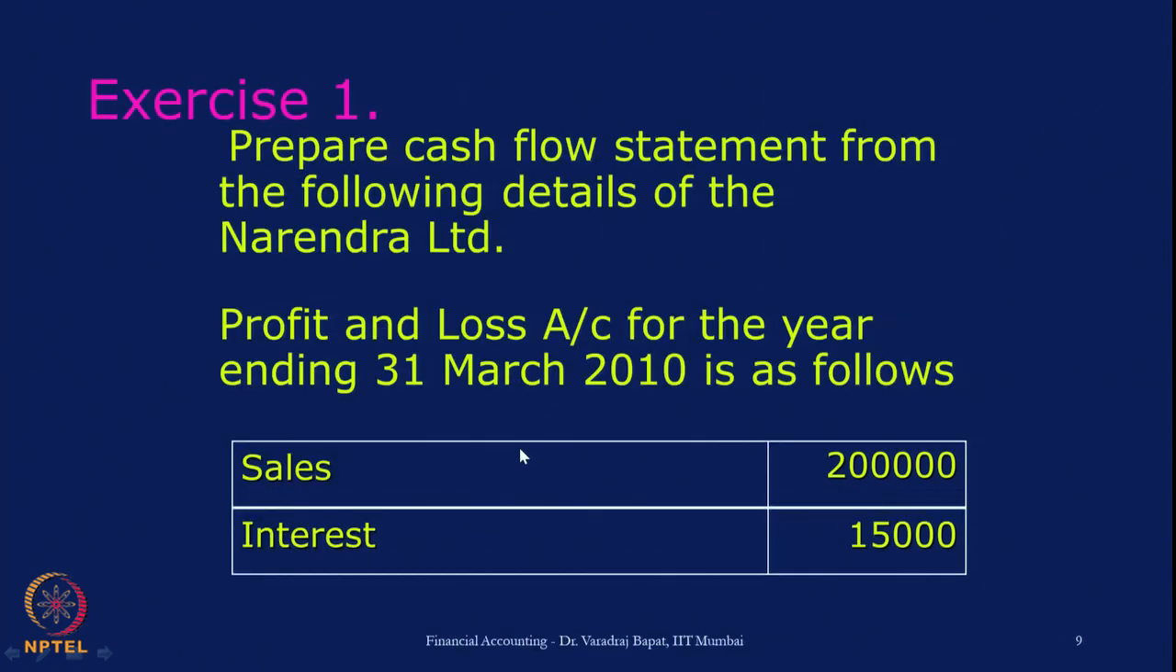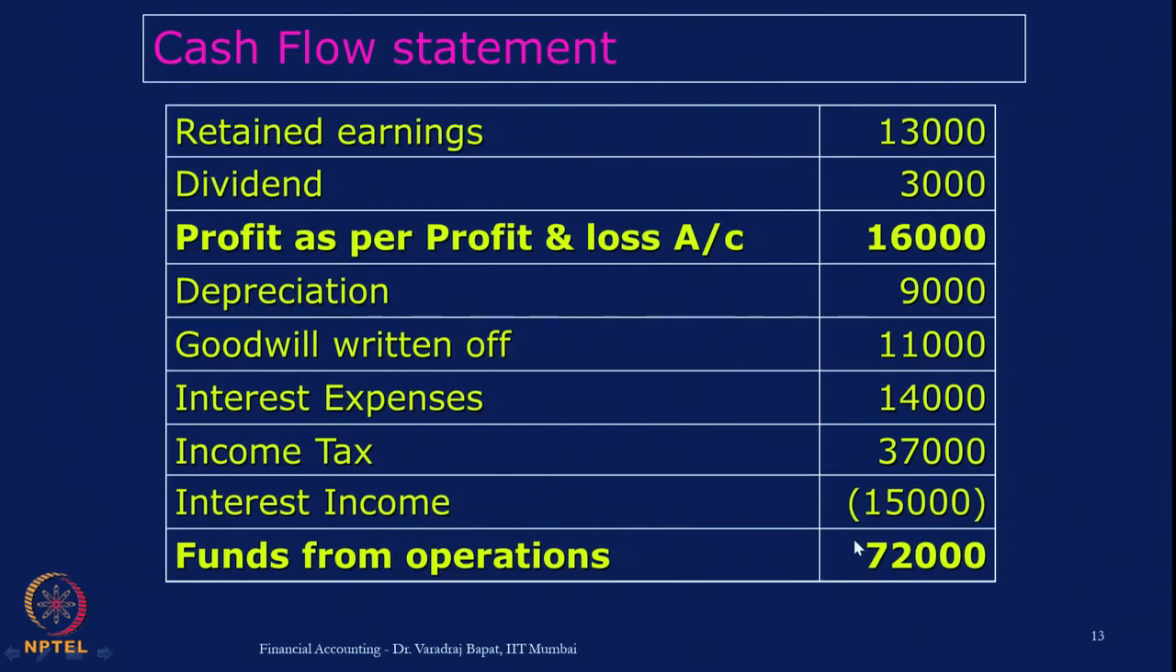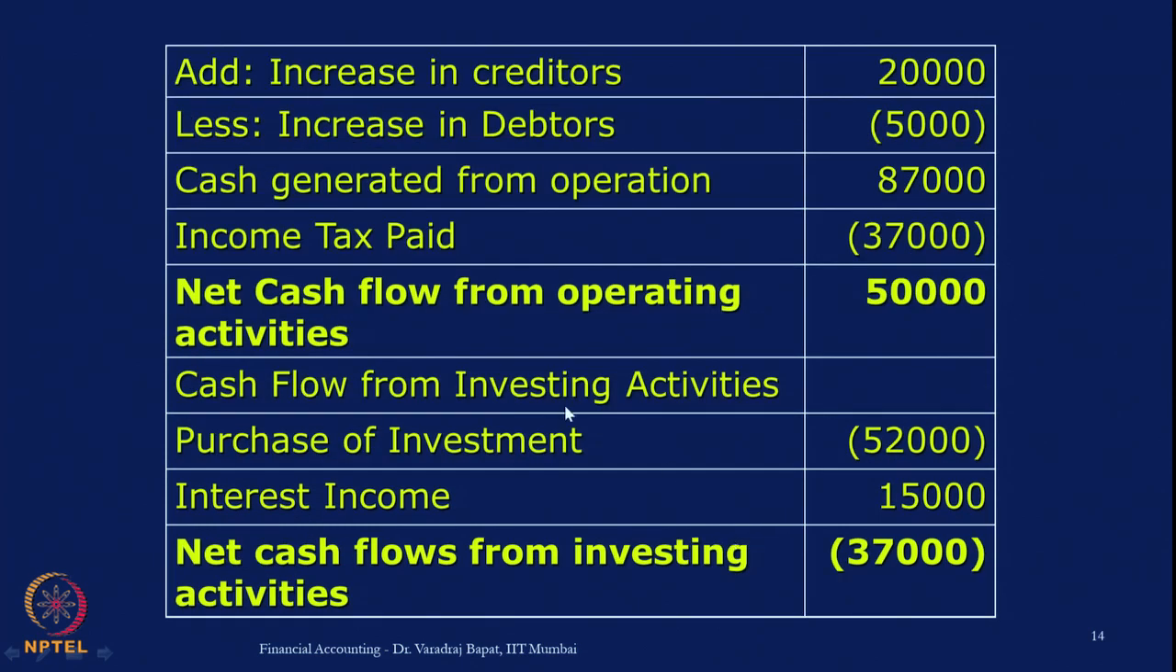See here in P&L. We had an interest income of 15,000 which was added for P&L. Now we will reduce it. I know it's a bit complicated, but just keep in mind as per format we are going. This gives us funds from operations. Now in funds from operations we are going to adjust two working capital items. So add increase in creditors and less increase in debtors. This gives me cash generated from operations.